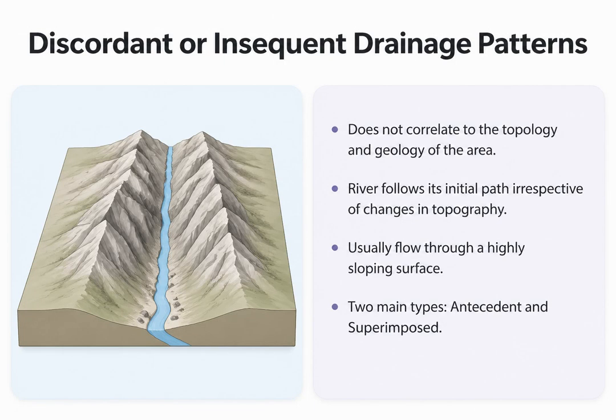Now, what happens when a river ignores the shape of the land? That brings us to discordant or insequent drainage patterns. A pattern is discordant if it does not correlate to the surface relief features or geology of the area. The river stubbornly follows its initial path, completely irrespective of changes in the topography around it. These rivers usually flow through highly sloping surfaces and are classified into two main types, antecedent and superimposed.